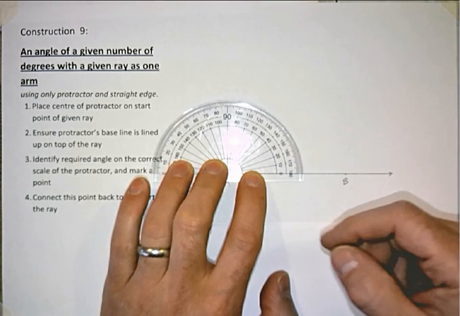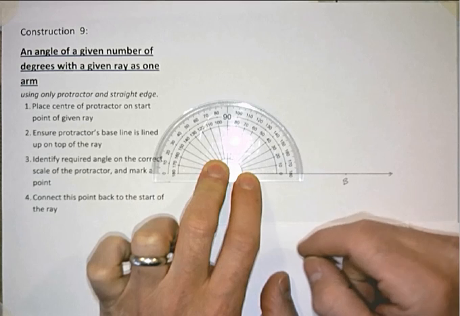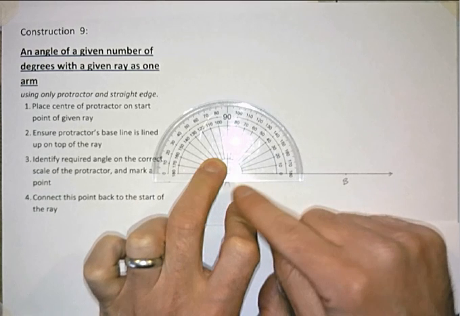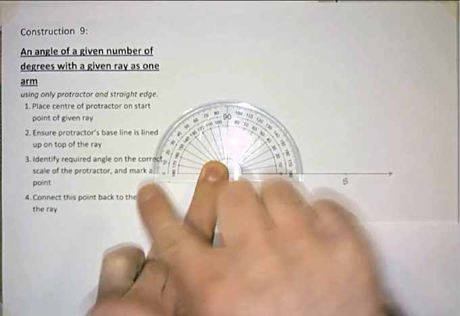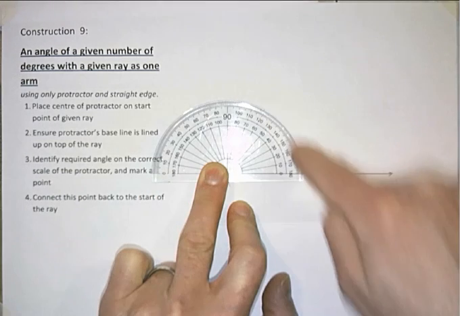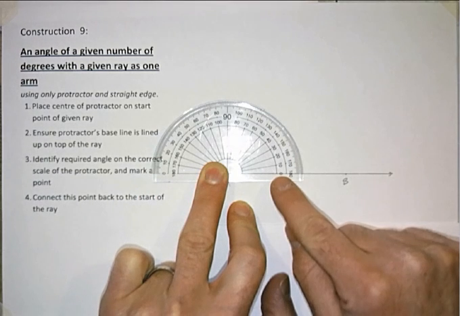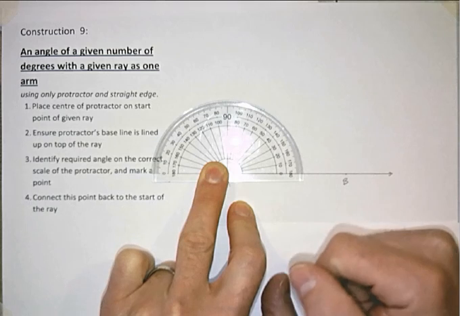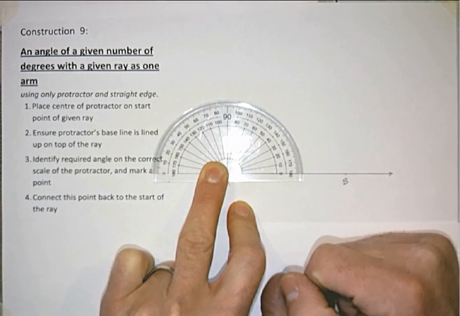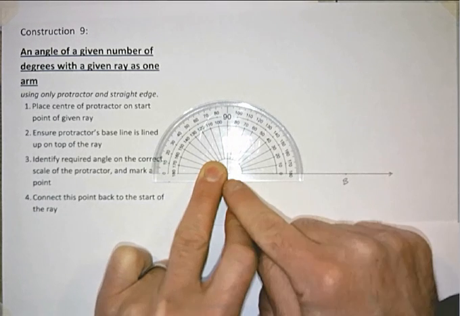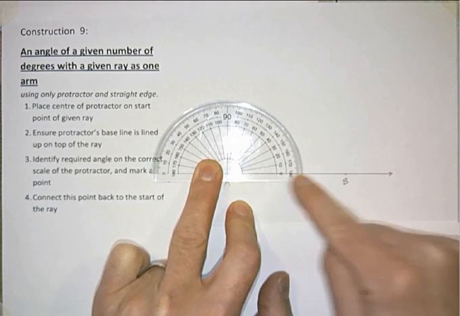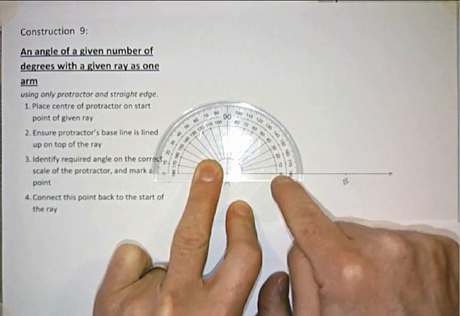Now the key thing here in terms of measuring our angle is we start from where naught is on the scale. Now there's naught here on the outside scale, or we have naught here on the inside scale. So what we want to use is the inside scale in this instance, because my given ray goes through this naught here.